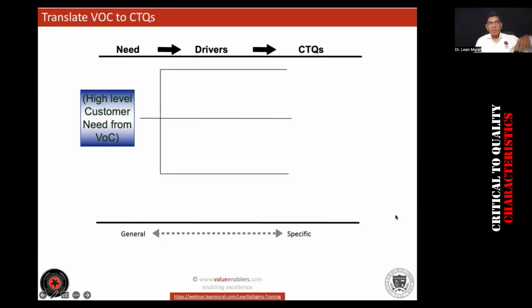For example, if they say give me less sugar, that's a need, which is general. But if you convert that into something specific, like one teaspoon or half teaspoon, okay, that's why these days they give you the bag and you add however much sugar you want. It's called CTQ, okay, it is specific. Great, thank you very much.